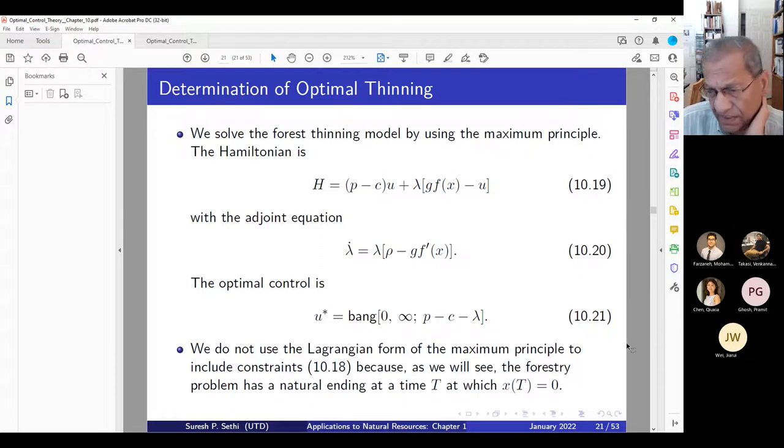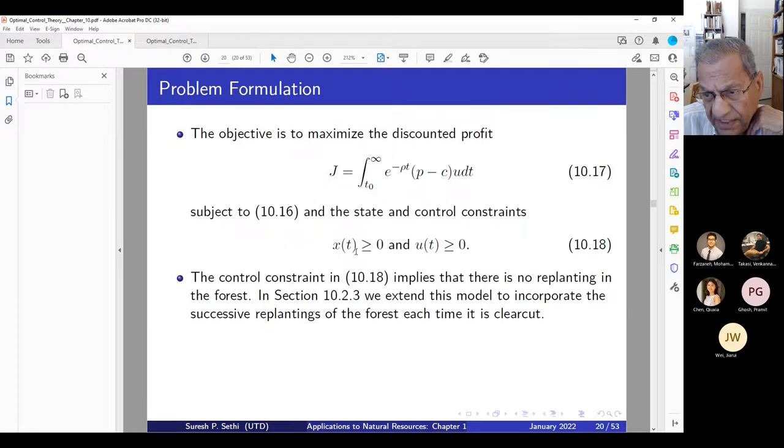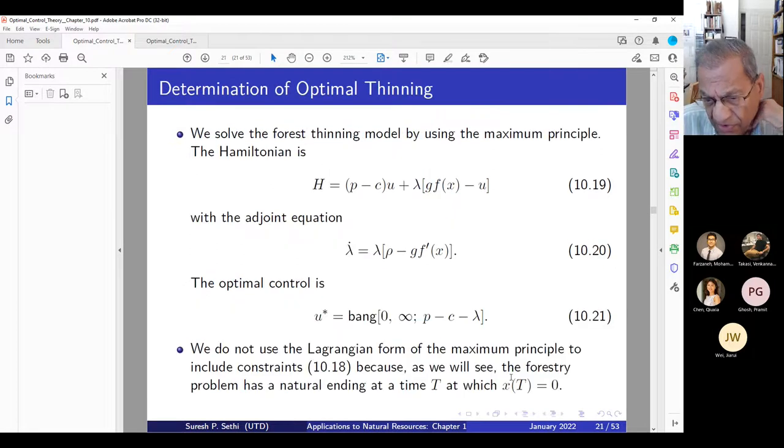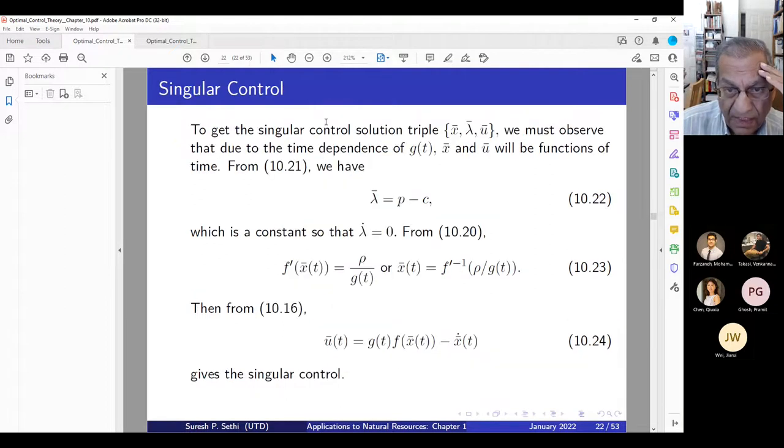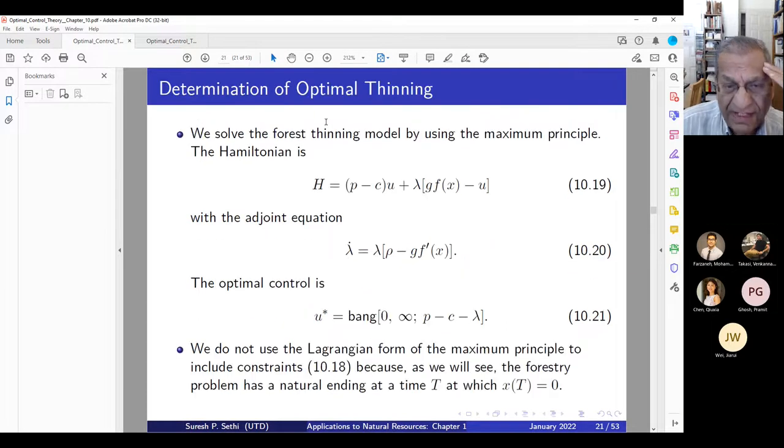The idea is that, as I said, I don't use the state constraint at 10.18, because a forest problem has a natural ending at time t when x equals zero. You have nothing left then. Okay, so the first thing we want to find out is this turnpike, or the singular control.